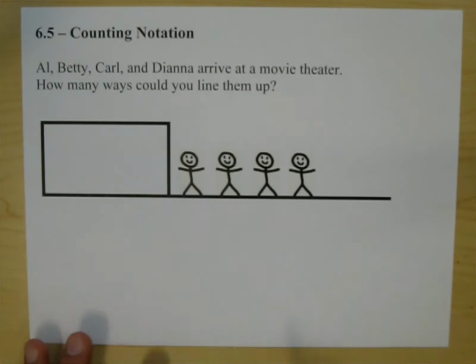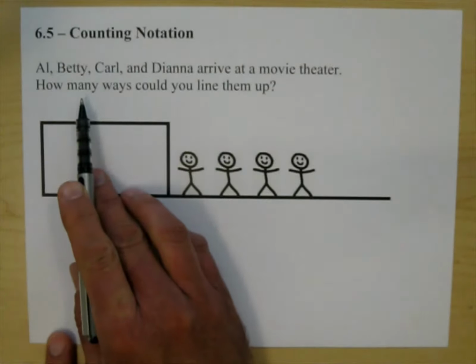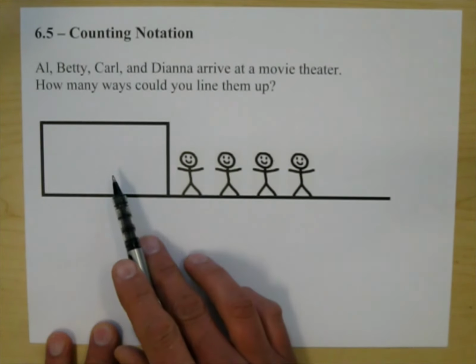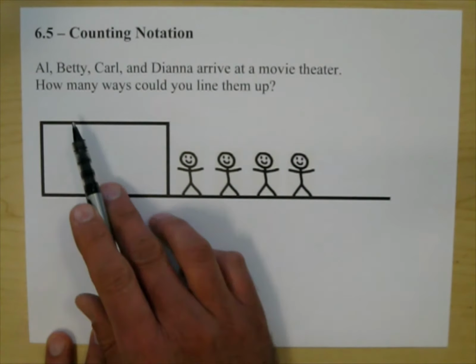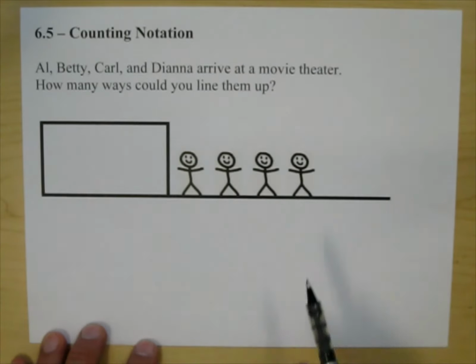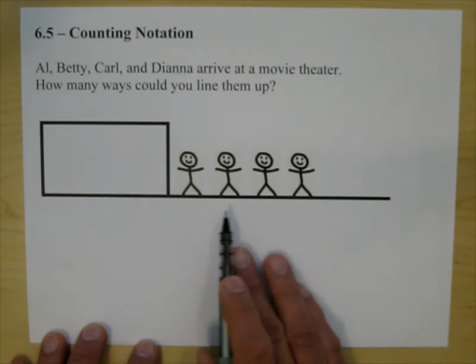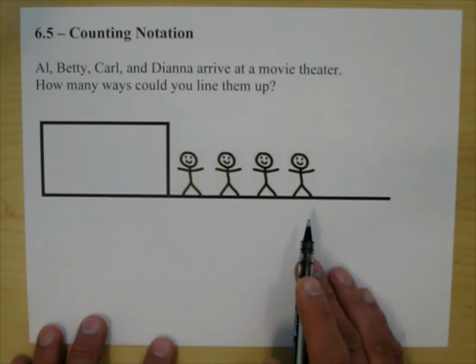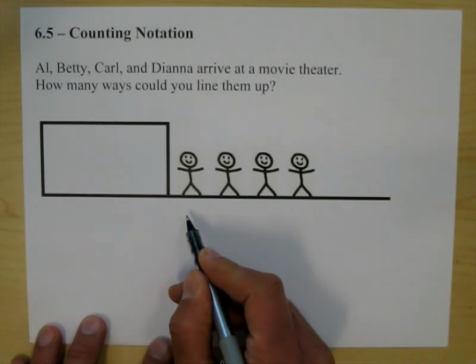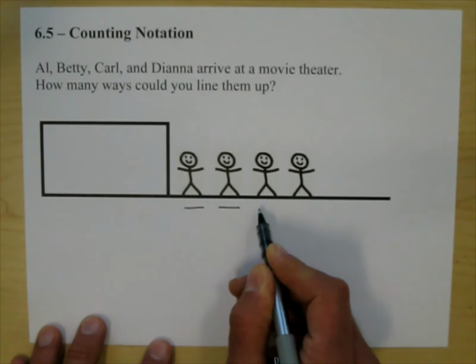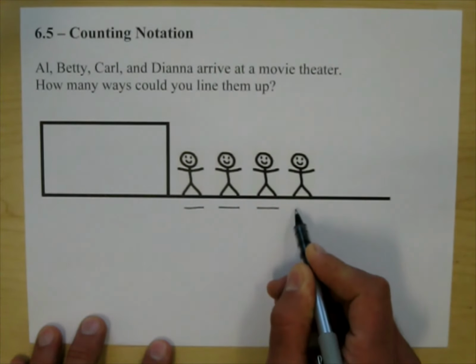For this, we have Al, Betty, Carl, and Diana arrive at a movie theater. Here's the movie theater. How many ways could you line them up? And so, there they are. Let's figure this out. A way we can figure this out is by putting four slots.